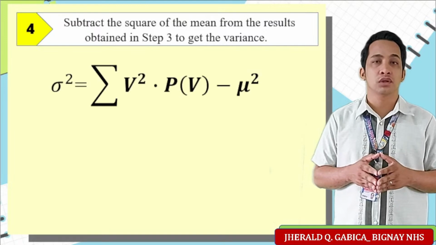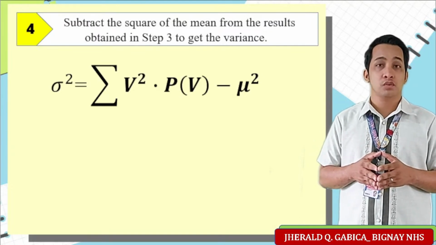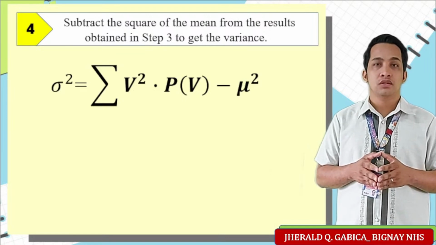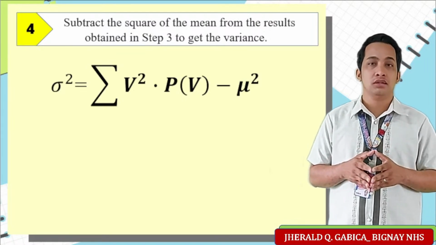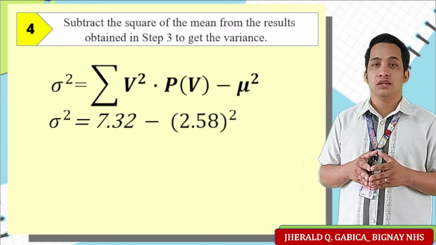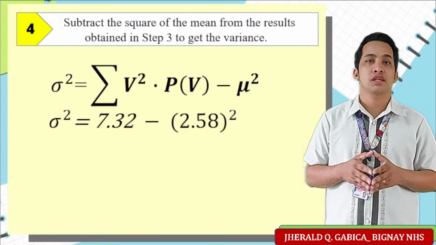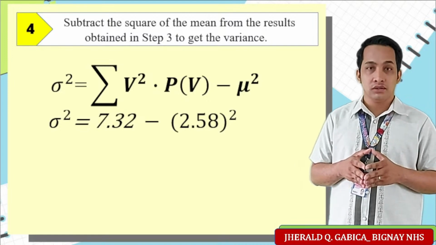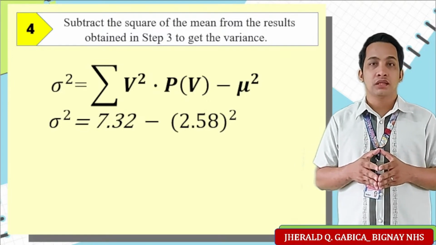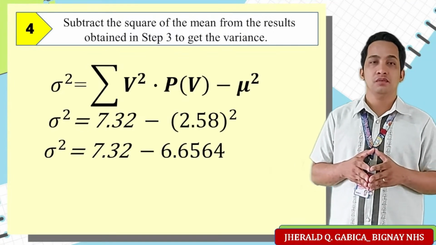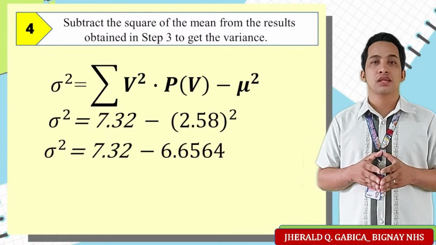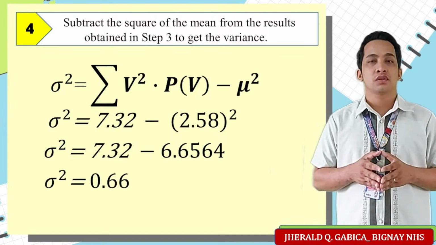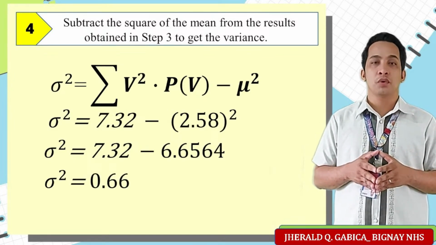Our formula is variance is equal to summation of v squared times p of v minus mean squared. So from step 3, the summation of v squared times p of v is equal to 7.32 minus our mean in step 1, so 2.58 squared, and that is 6.6564. So 7.32 minus 6.6564 is equal to 0.66, and that is our variance.